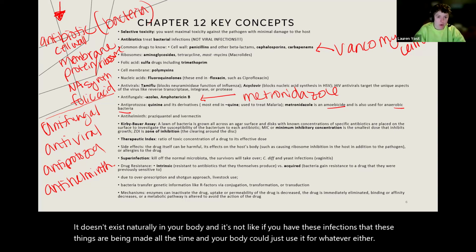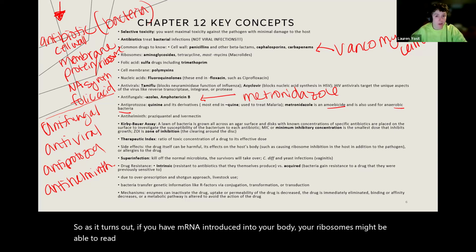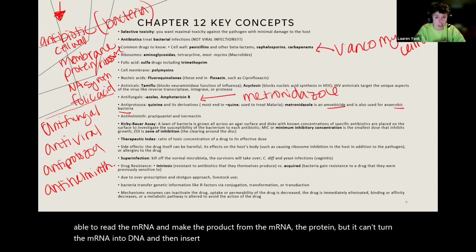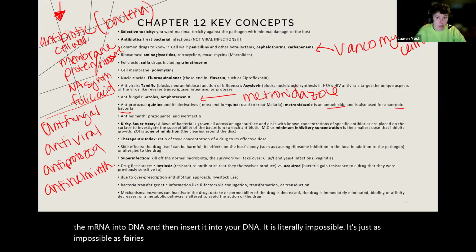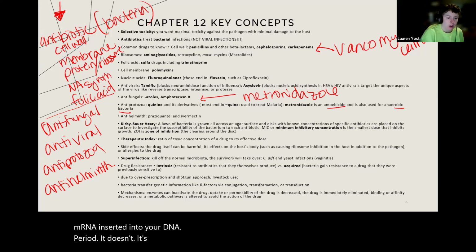So as it turns out, if you have mRNA introduced into your body, your ribosomes might be able to read the mRNA and make the product from the mRNA, the protein, but it can't turn the mRNA into DNA and then insert it into your DNA. It is literally impossible. It's just as impossible as fairies flying out of my butt right now. It's like not a thing. So you can't get COVID mRNA inserted into your DNA, period. It's impossible. FYI. I'm glad that we covered that.